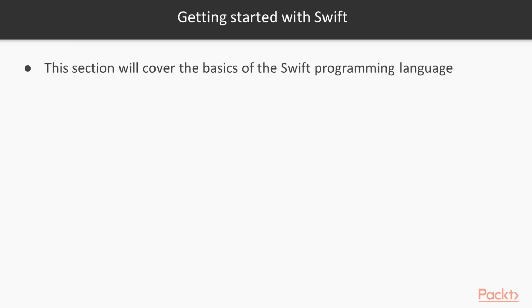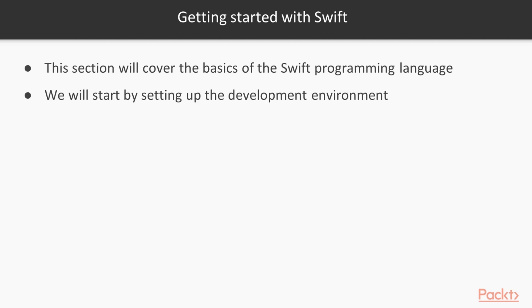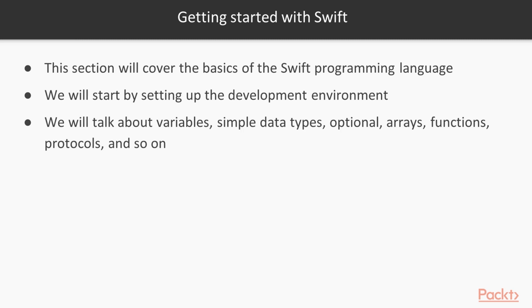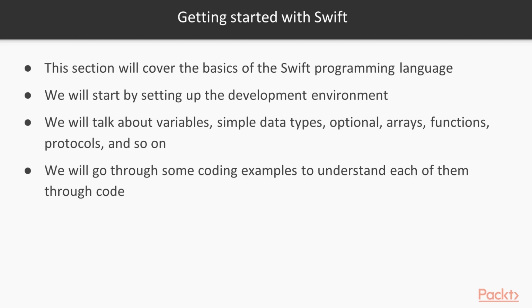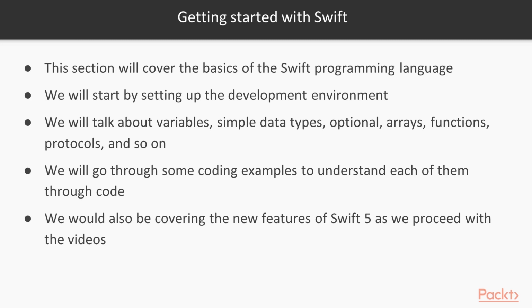Next, we're going to cover each of these sections a little bit in detail to give you an overview of each section. In the first section, getting started with Swift, we will cover the basics of the Swift programming language. Of course, we will start by setting up your development environment, and then we will talk about variables, simple data types, optionals, arrays, functions, protocols, etc.